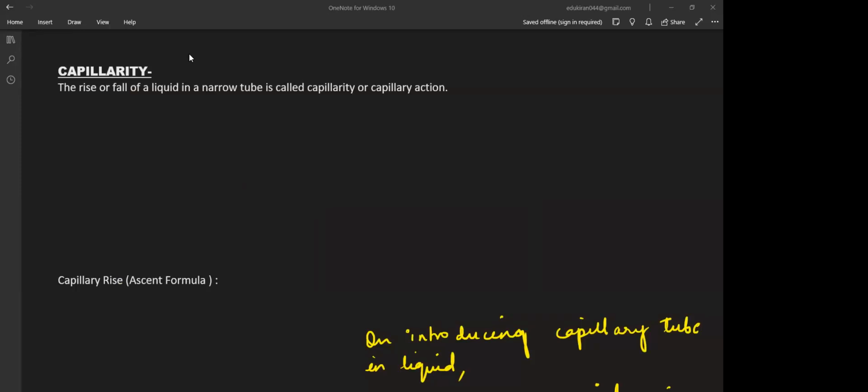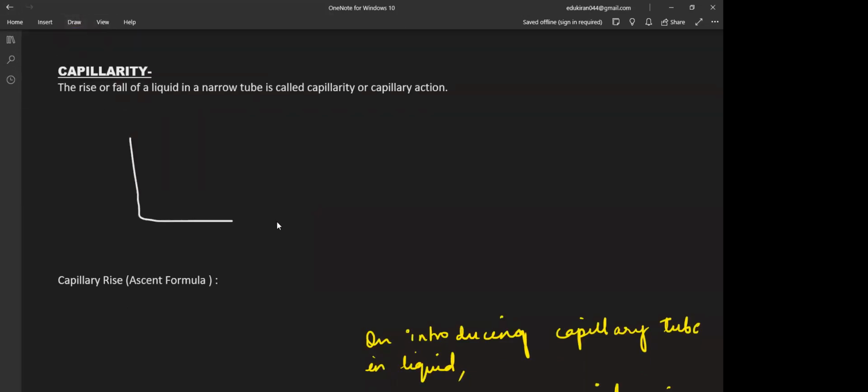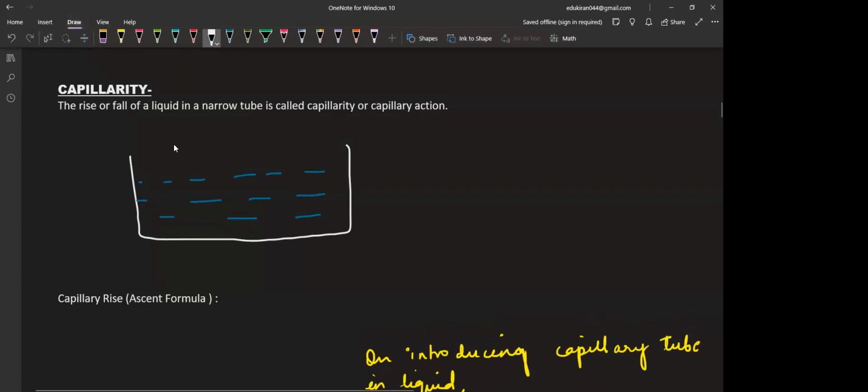Now look at what is meant by capillarity, then you will understand those two points also. Suppose I have taken a container and I have filled it completely with water. Now if I take a thick tube, some amount of water will go in here also. Now suppose I take a very, very thin tube. In this tube, instead of the water level being the same, it rises.